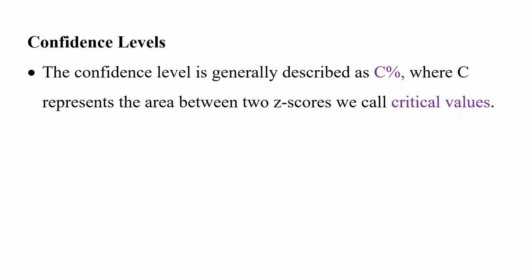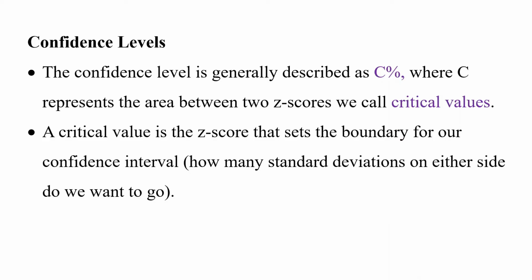Because remember, z-scores go along with the standard normal curve. So we're going to call these two z-scores critical values. A critical value is the z-score that basically sets the boundary for our confidence interval, communicating how many standard deviations on either side we want to go to get a certain degree of confidence. We label those critical values as z star.